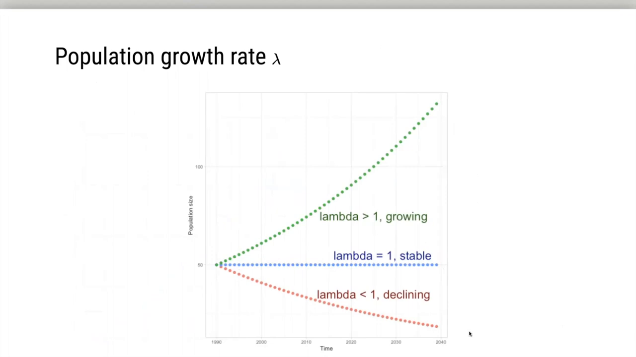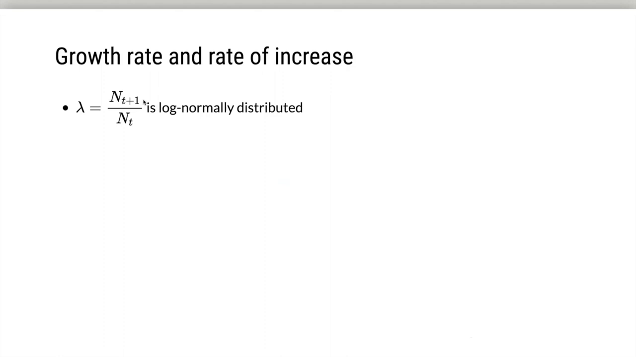Because lambda is a ratio of population sizes, time t+1 divided by time t, it is distributed according to a log-normal distribution, because population size can only be a positive number. The ratio of the two means that lambda follows a log-normal distribution with a certain mean that we call mu and a certain variance, sigma in general.